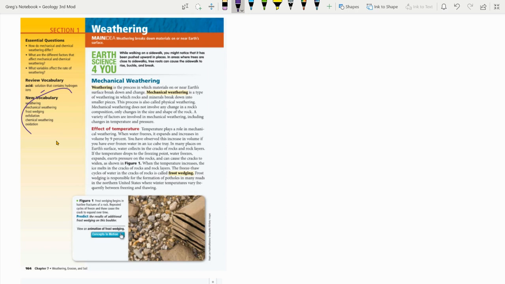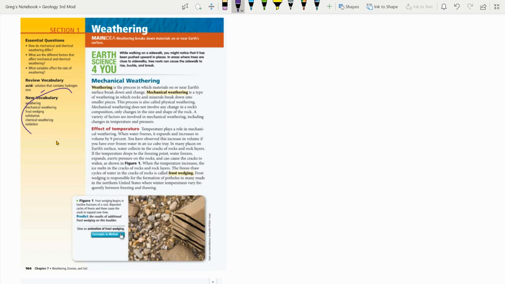All right. Okay, mechanical weathering. Weathering is a process in which material on Earth's surface breaks down and changes. Mechanical weathering is a type of weathering in which rocks and minerals break down into smaller pieces. This process is also called physical weathering. Mechanical weathering does not involve any change in a rock's composition, only changes in the size and shape of a rock. A variety of factors are involved in mechanical weathering, including change in temperature and pressure.